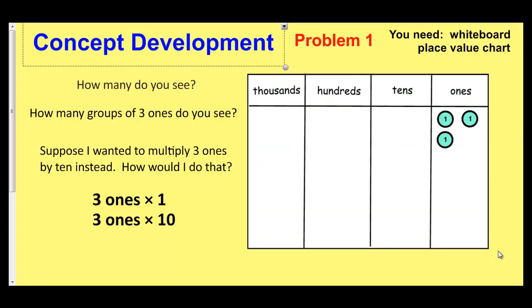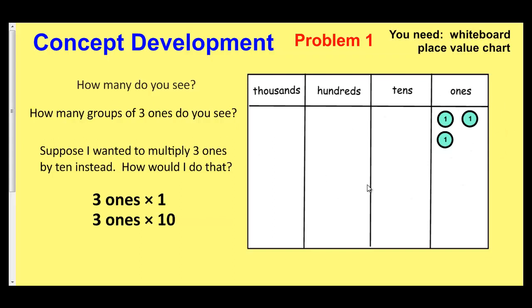All right, in your math journal, I want you to go ahead and draw this place value chart. In this place value chart, I have labeled it ones, tens, hundreds, and thousands with words. It's perfectly fine if you use digits, 1, 10, 100, and 1,000. When you get this drawn, I want you to come back. Go ahead and put your place value disc in here.